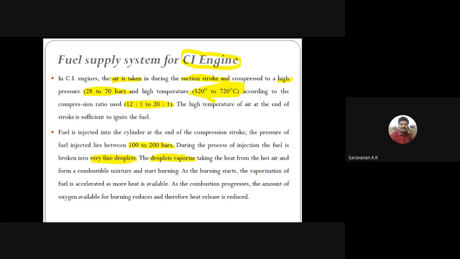So here, regarding the oxygen content, the intake supply is only pure air. So the air will have a sufficient amount of oxygen. The amount of oxygen is always available to burn the fuel. So the burning reduces, and therefore the heat released is also reduced.